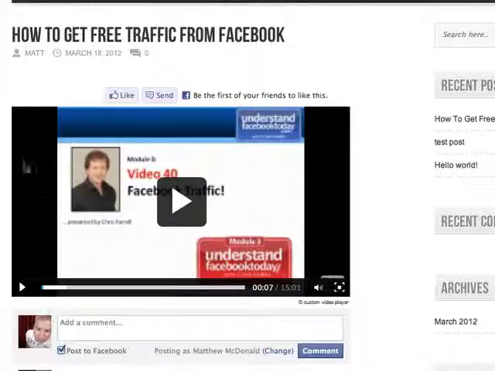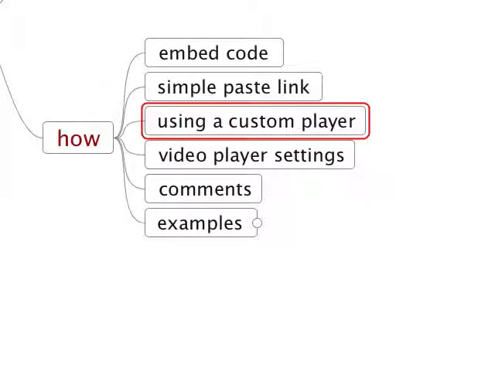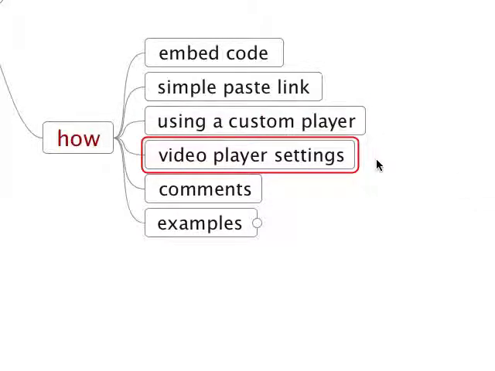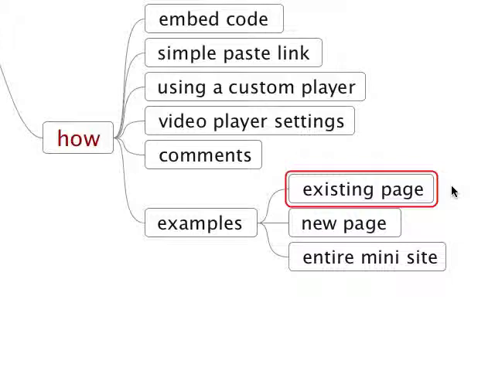And if you like, why not comment on it yourself to get the ball rolling? Right, so we've had a look at using the custom player. We also went through the custom player video settings and the comments, and we've looked at some examples. So the one we just set up was an existing page. What we did was enhance that page and turn it into a traffic machine by adding a video to the top of the page with the comments immediately below it. Now, if it's a very important article to you, then put the video at the bottom of the page with the comments below the video.